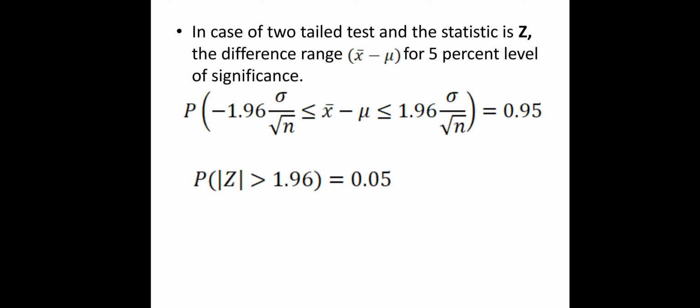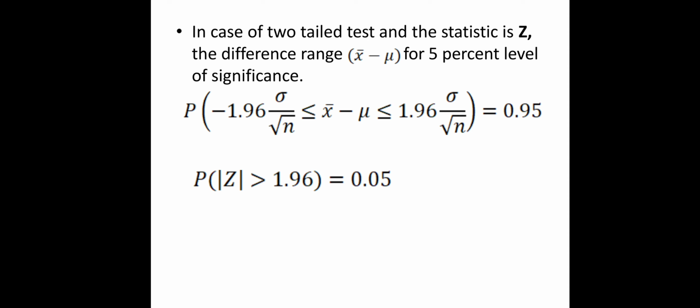We will reject the null hypothesis when this observed difference becomes greater than 1.96 sigma by root n. Sigma has some value, and n is the sample size, which will also have some value. So if the observed difference exceeds this value, then it falls under the rejection region and its probability is 0.05. We have to reject the null hypothesis.